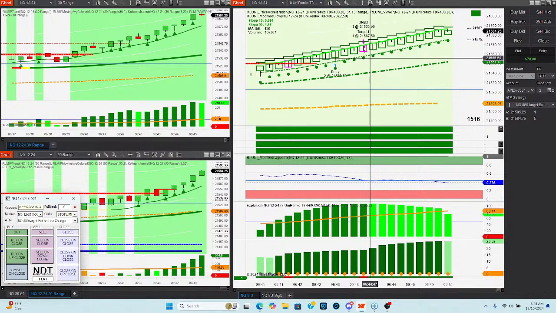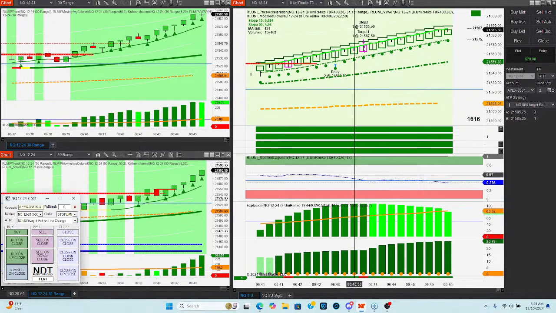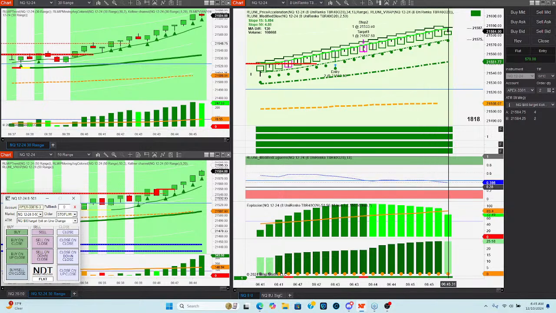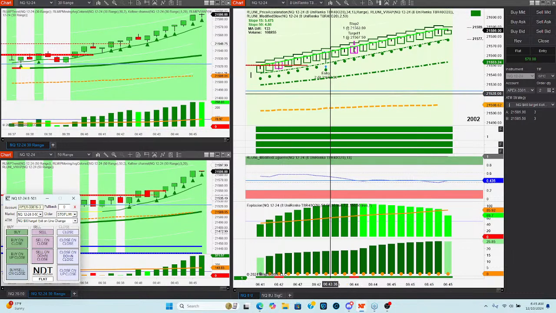Could we have got back in? I don't like how this thing is just running along here, and now it's dipping below. Jeez, we got a little piece of it.